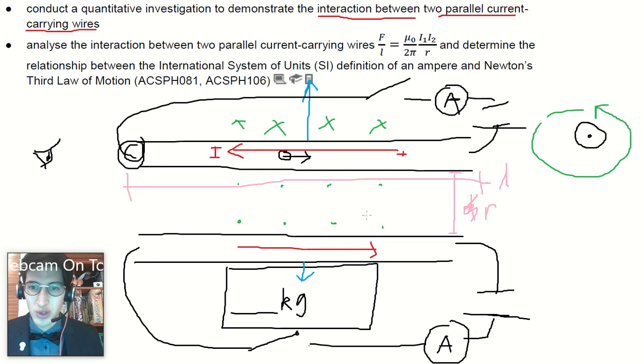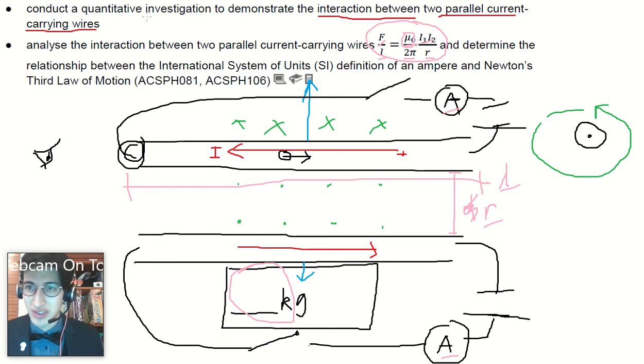Okay, once you've worked all those out, you can see if this equation holds true. This is a constant which is in your data sheet. I1 and I2 are going to be the two measurements on your ammeters. 2 pi is just 2 pi. We've done I1, I2. R is the distance between your wires. L is going to be the length of wire that's parallel to each other. And finally, force is going to be the change in mass times 9.8 that you measured down here.